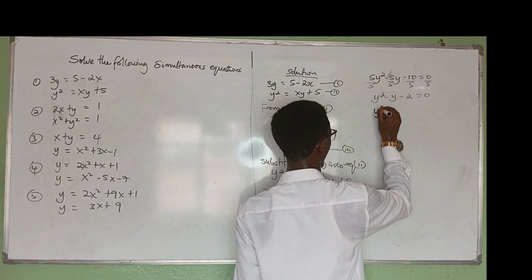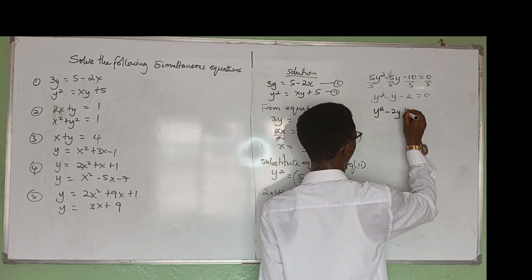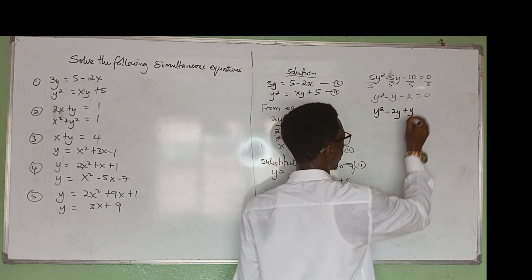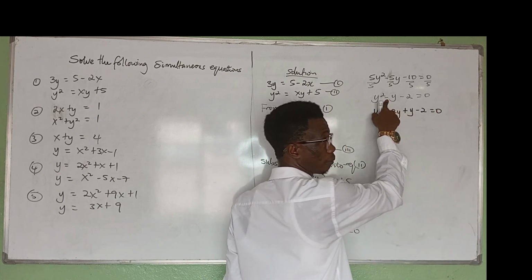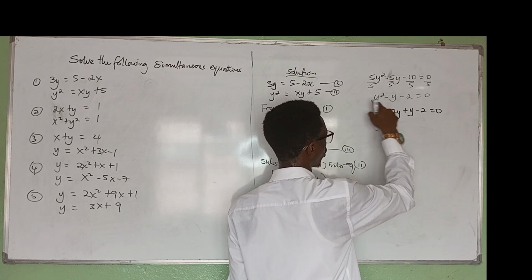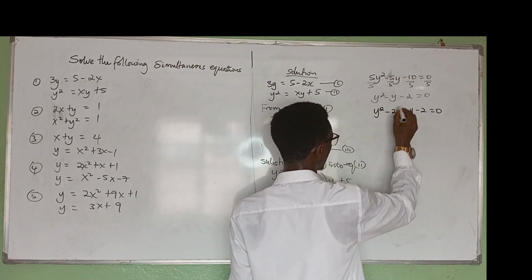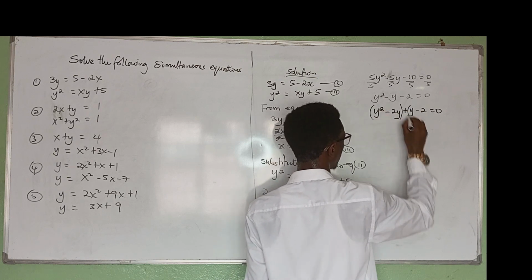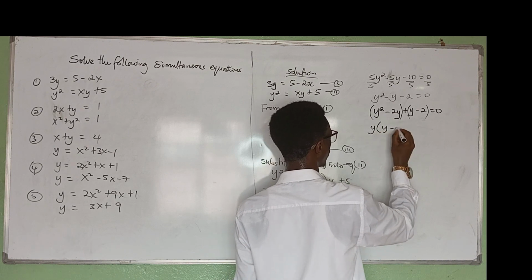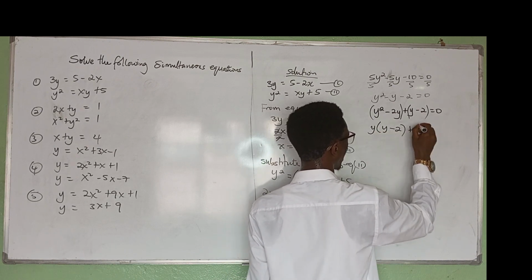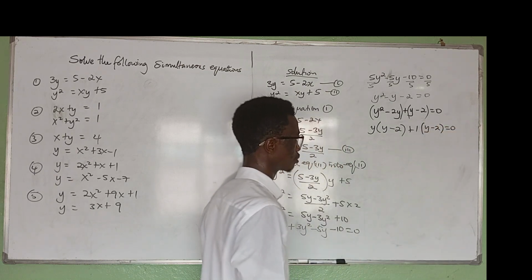So we have y squared minus 2y, and we are going to have plus y minus 2 equals to 0. So minus 2y plus y will give you minus y, and if you multiply these, you are going to have minus 2y squared. Okay, so now we have 4 terms. We group them into 2, this and this, then this and this. So what's common here is y into y minus 2, plus what is common here is 1 into y minus 2 equals to 0.